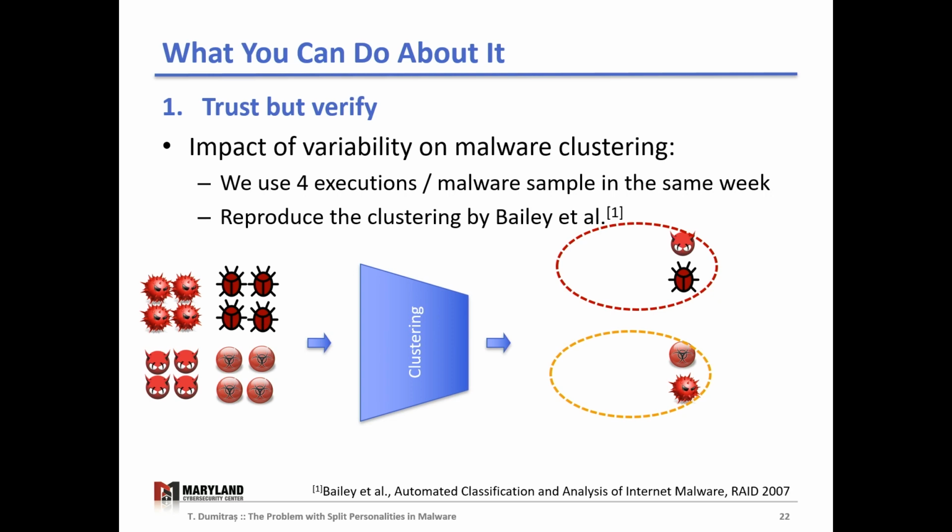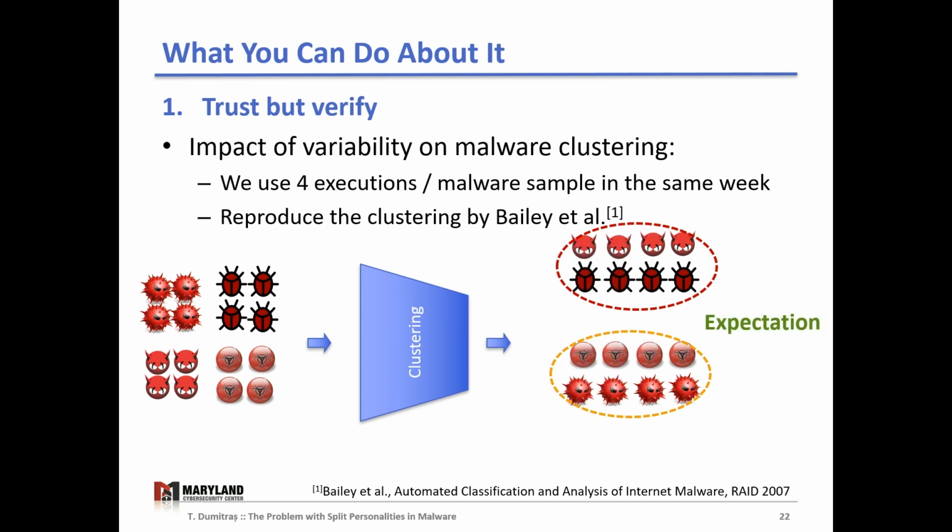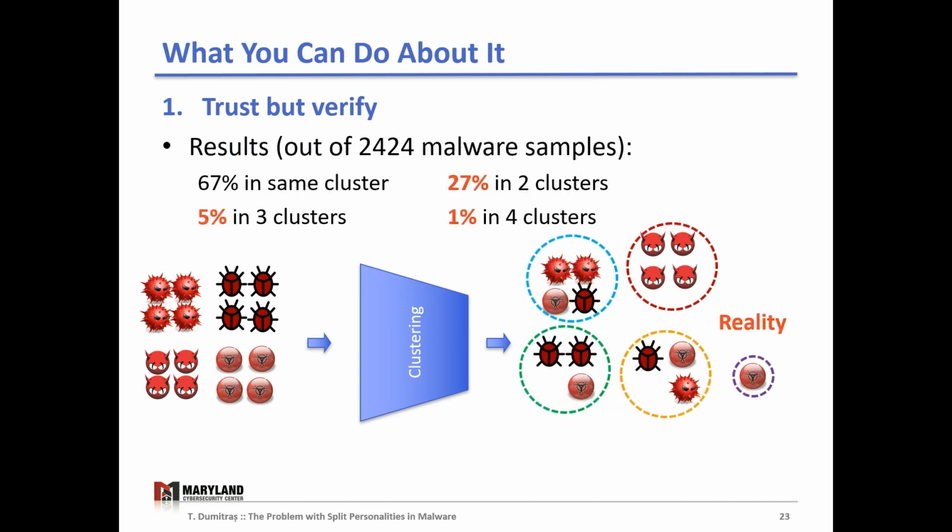If clustering is really able to separate the malware families, then we would expect to see something like this. We would expect to see that all the traces of a sample would be placed in the same cluster. But actually what we see is this. A third of the samples we experimented with exhibit sufficient variability that their traces are placed in more than one cluster, with 1% of samples, each trace being placed in a separate cluster.